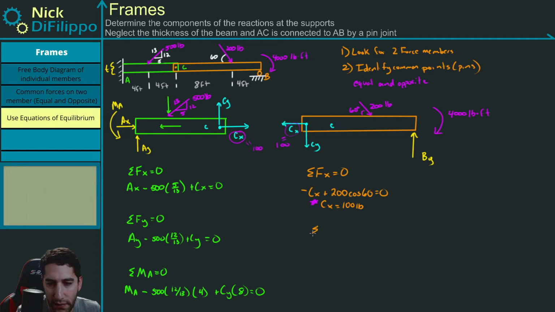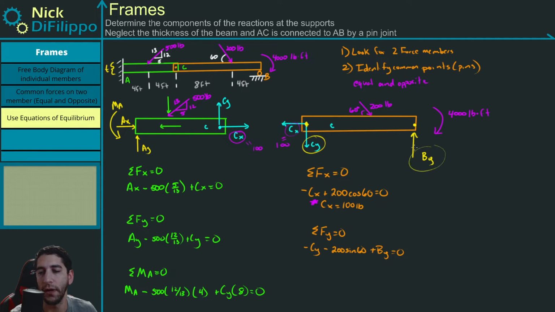Okay, so now we use the sum of the forces in the Y are equal to 0. We're going to have minus CY. We're going to have minus, not 60, 200 times the sine of 60. That's the Y component of this force. And then we're going to have plus BY is equal to 0. Now, what point do we take a moment about? Well, we can take it about C or we can take it about B. It doesn't matter. If we do B, we're going to get whatever CY is. If we take it about C, we're going to get what BY is. And then this equation is going to give us the other one. So it ultimately doesn't matter.